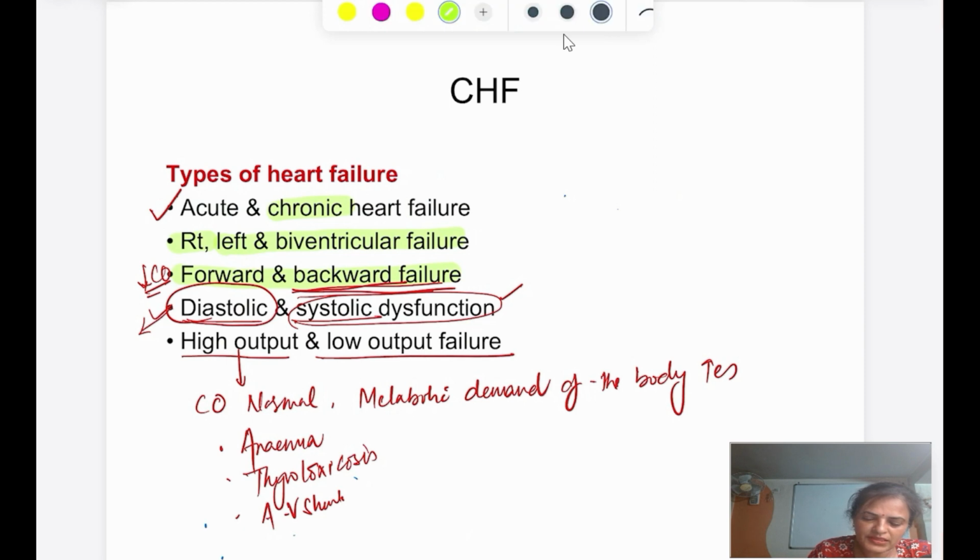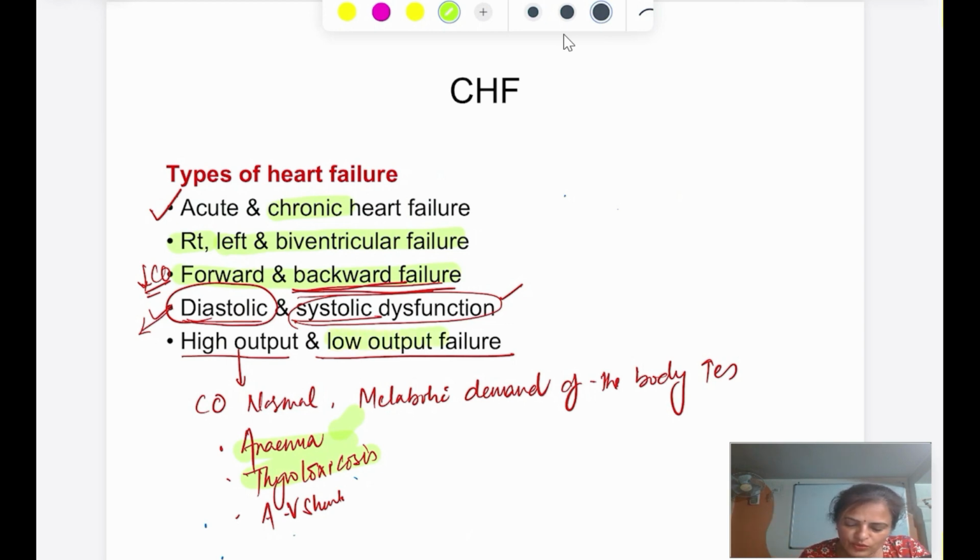And especially remember these first two. And here what is the treatment? You have to treat the cause. If it is anemia, you have to treat the anemia, and if it is thyrotoxicosis, you have to give the treatment for the thyrotoxicosis.